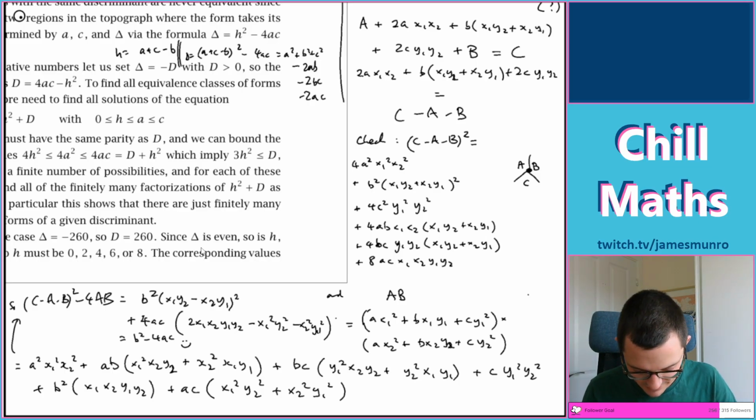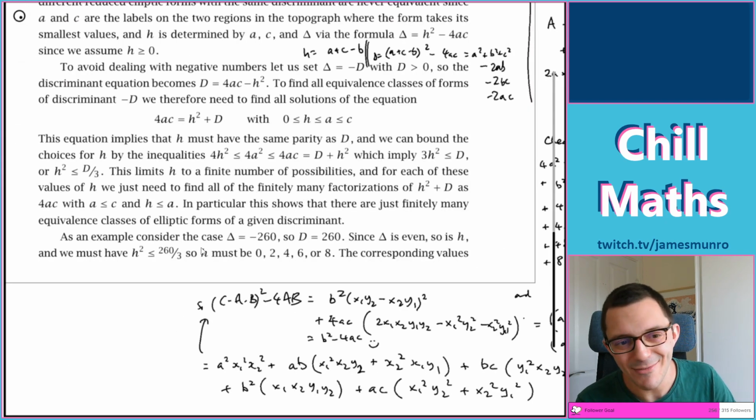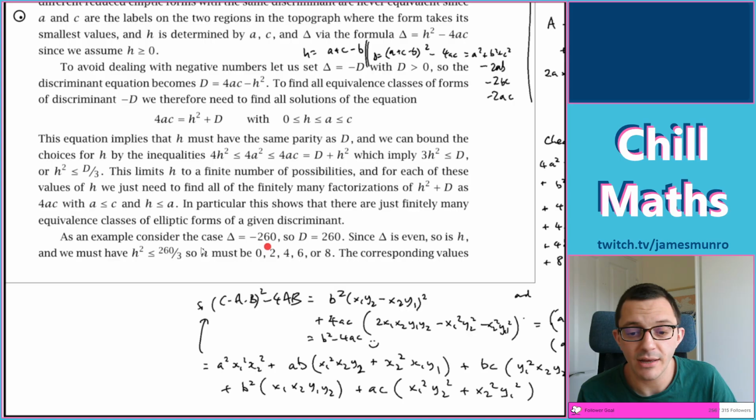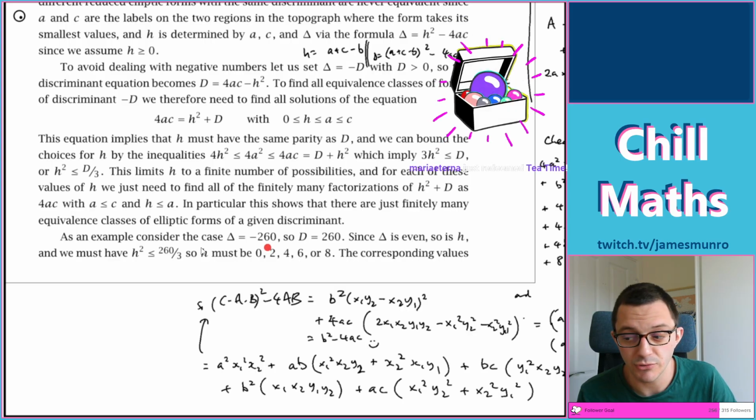Right, perfect. And then the question, which we'll come back to after a tea break, I think. The question is, given the other way around, given a discriminant like negative 260, for example, can you work out the possible reduced quadratic forms?